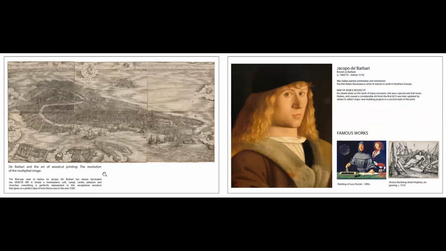So moving to De Barbari, one of the masterpieces is The View of Venice, which was a bird's-eye view of Venice. It was an aerial view, made by the famous Italian painter and printmaker De Barbari. He has a lot of famous works that we see a lot in our daily life, at least if someone is interested in arts and painting. But today we will talk further about the View of Venice, which presented Venice in its political and religious strength in the 15th century.